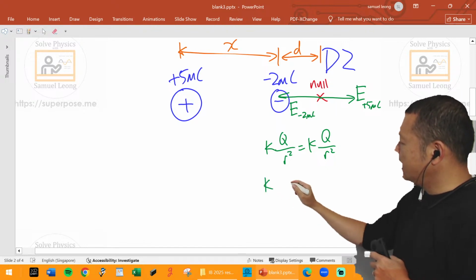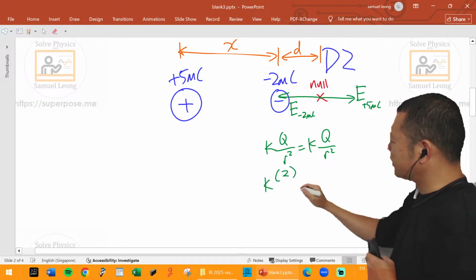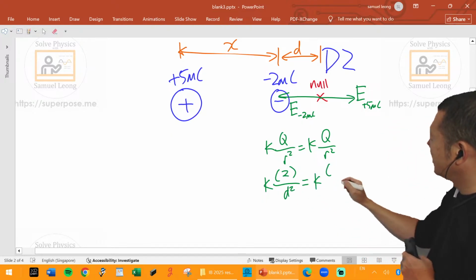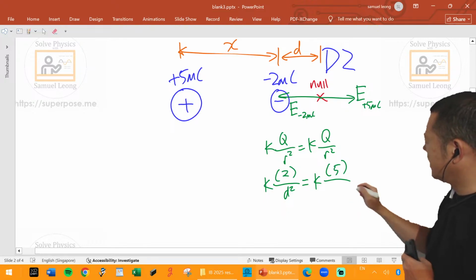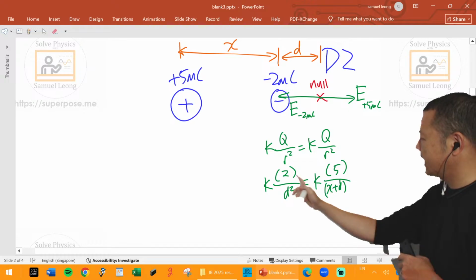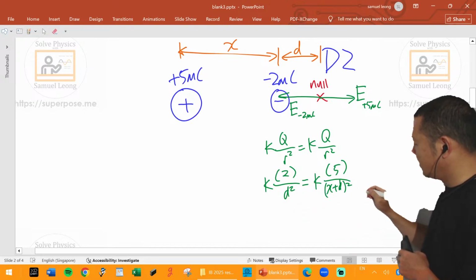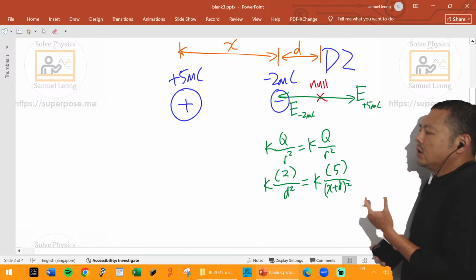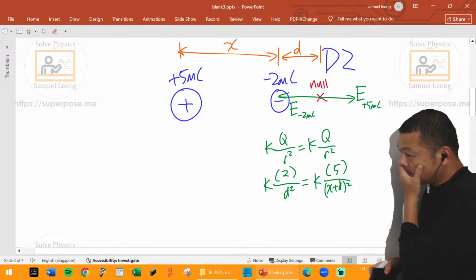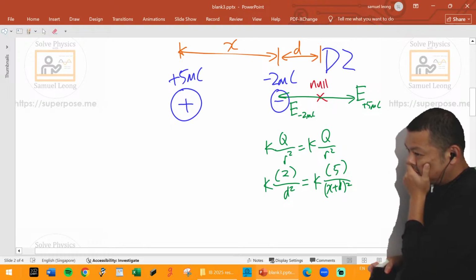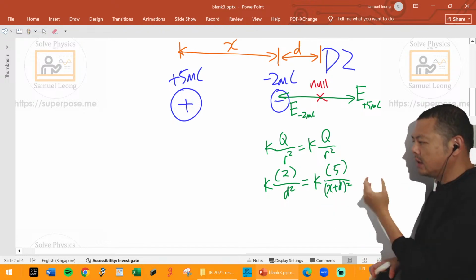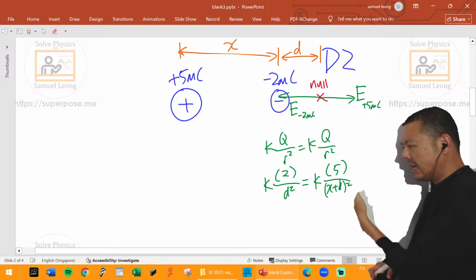So your K, then I put a 2 here, then r squared is D squared, and then K, then a 5 here, then I put x plus d squared. Is that your question? Why I don't put a negative sign there? Right, the idea here is if you do put a negative sign, you'll be in trouble, because if you try to square root it, you'll be square rooting a negative number.